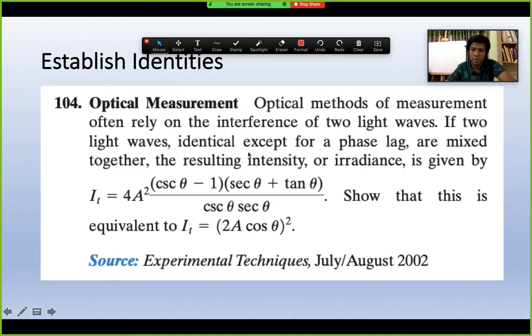So this is optical measurement. Optical methods of measurement often rely on interference of two light waves. If two light waves identical except for a phase lag are mixed together, the resulting intensity or irradiance is given by this equation, which we will have to simplify. Show that this is equivalent to this.